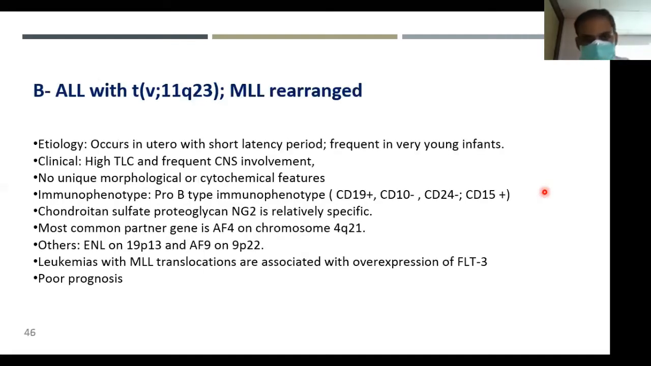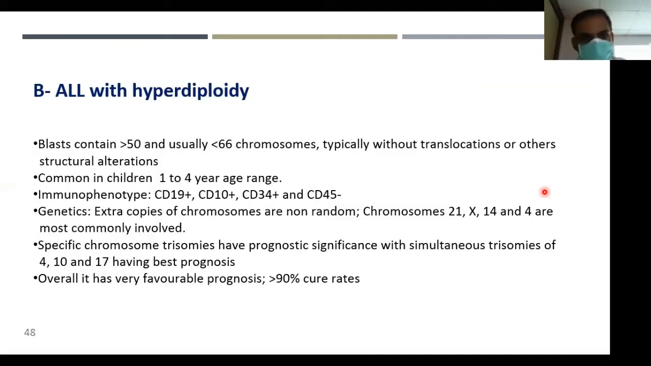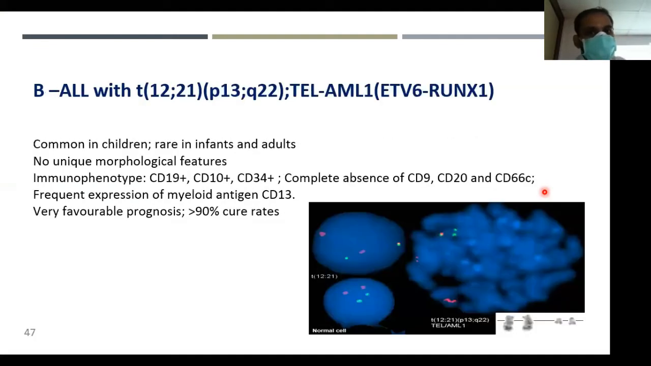Okay, the second high risk is MLL, mixed lineage leukemia. MLL rearranged. This is anything paired with 11, t(4;11), and there are many, AF4-MLL, all are high risk. This t(12;21), these are ours, usually good prognosis.